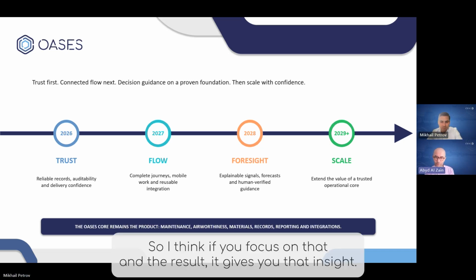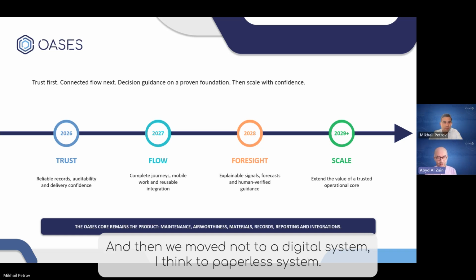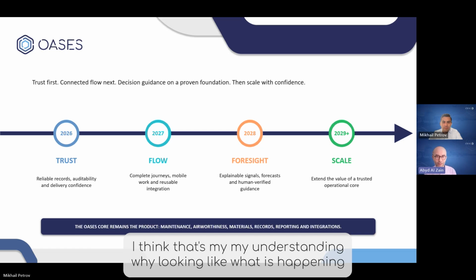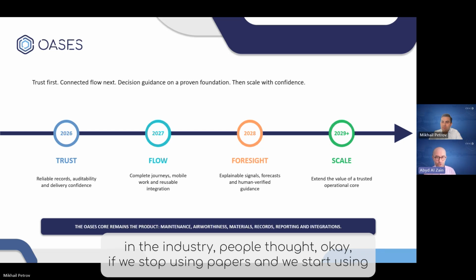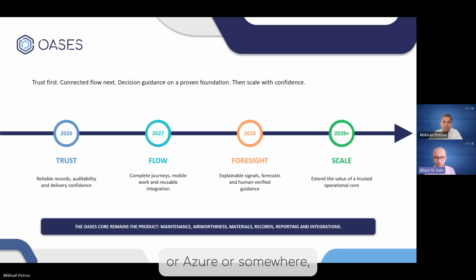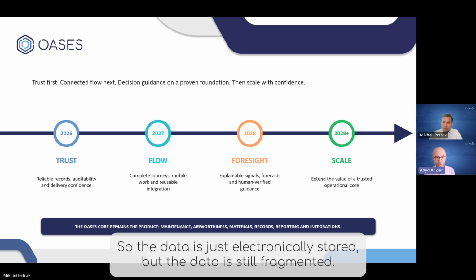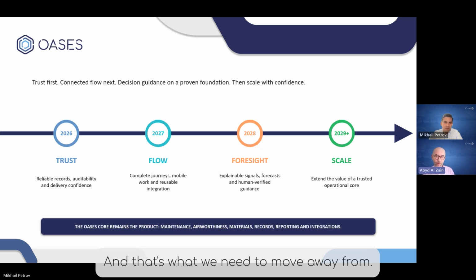Absolutely. So I think if you focus on that and the result, it gives you that insight. For years, the data was recorded in a fragmented way, and then we moved not to a digital system, I think, but to a paperless system. That's my understanding when I look at what is happening in the industry. People thought, okay, if we stop using paper and the record is stored somewhere in a data center or in AWS or Azure, then we have a digital system. Actually, no, what we have there is a paperless system. The data is just electronically stored, but the data is still fragmented. And that's what we need to move away from.